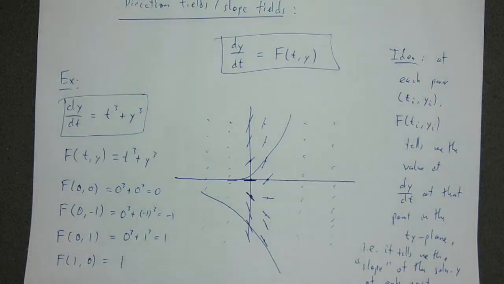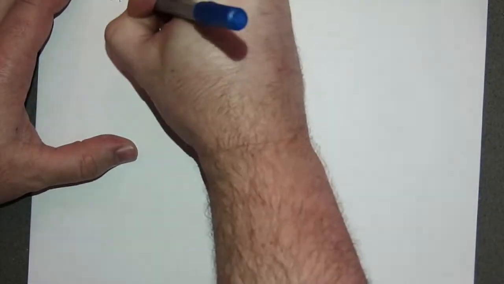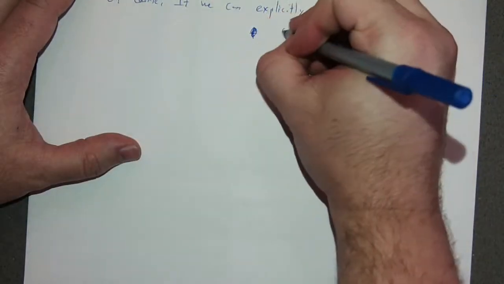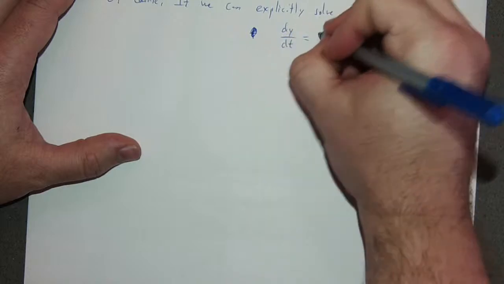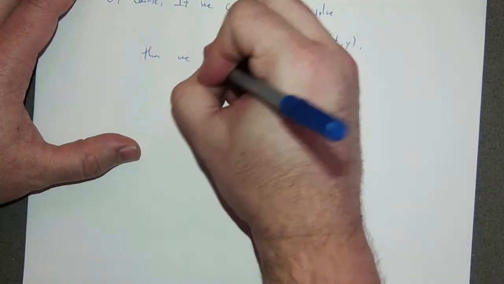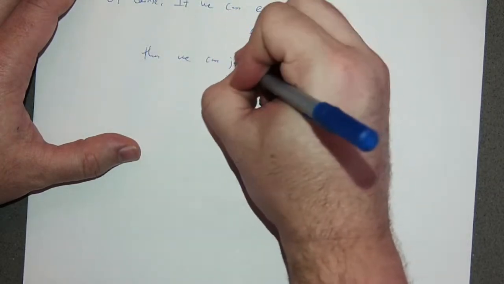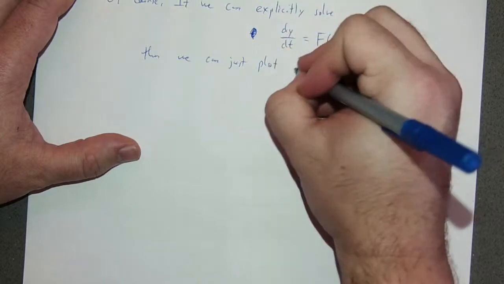Now, something that I didn't really stress that much, I mentioned it, I think, once, which is that, of course, if we can explicitly solve the function, or the equation, say dy dt is equal to f of t, y, then we can just plot the solution y, right? We can just plot y of t.